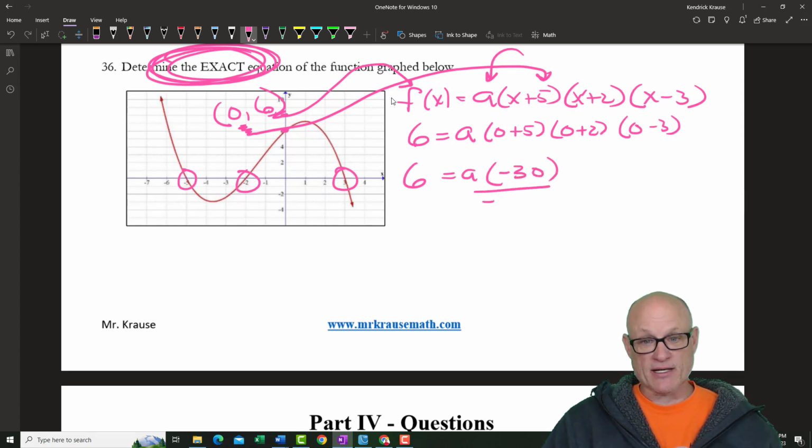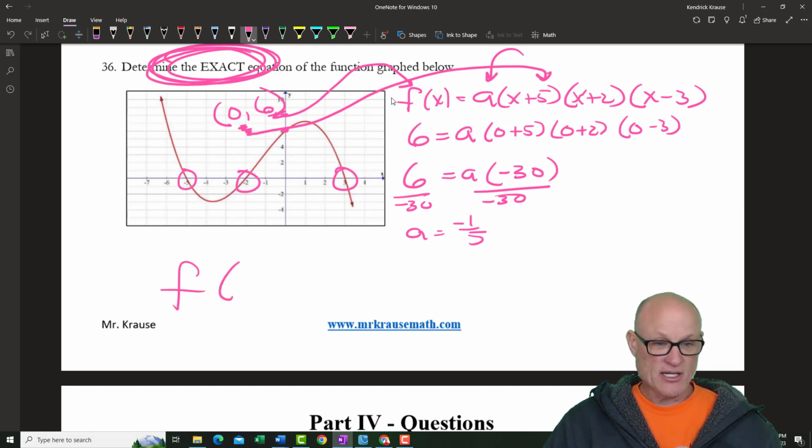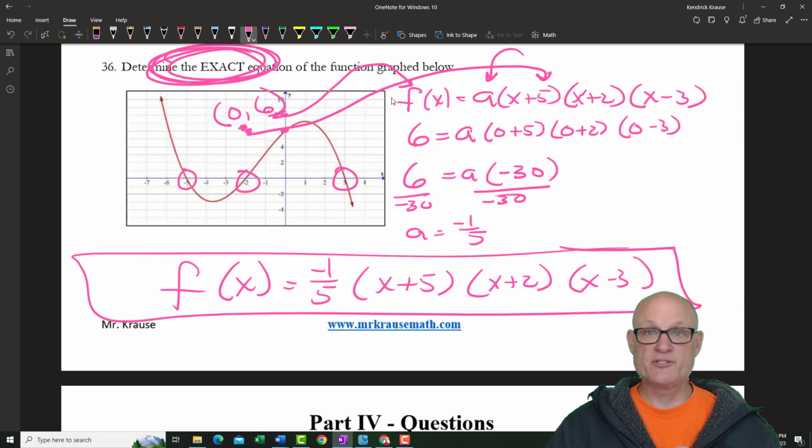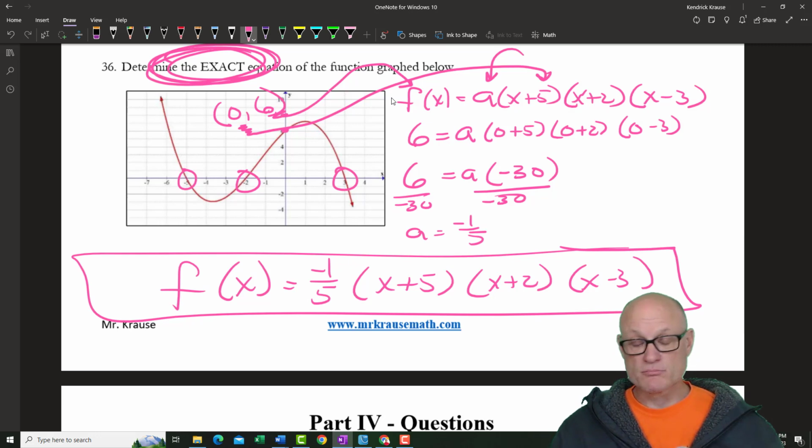When I divide by negative 30, I get a equals negative 1/5. So what is the exact equation of this function? F of x equals negative 1/5 times x plus 5, x plus 2, x minus 3. Done. Problem's over.